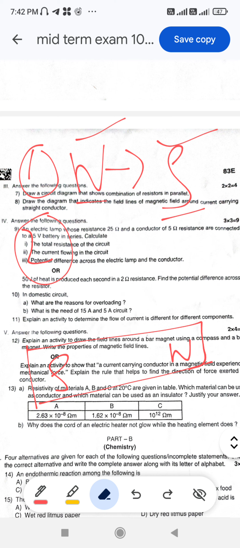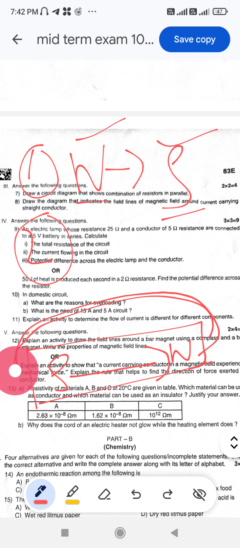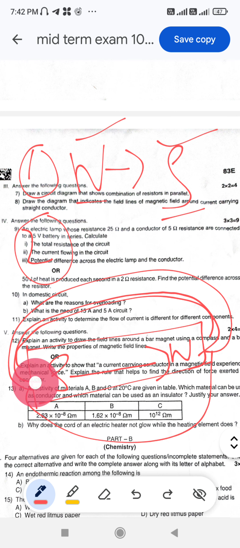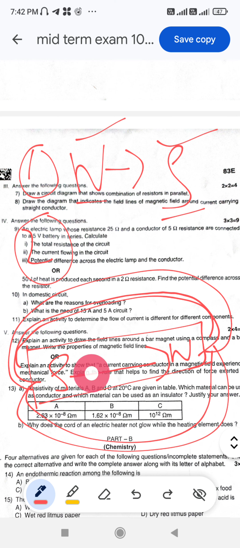Here they emerge from the north pole to the south pole, and inside the magnet the direction is from south pole to north pole. So they start from the north pole, emerge from the north pole and merge at the south pole, then travel through the magnet and emerge again at the north pole. Inside the bar magnet the direction is from south pole to north pole. This is the second point.